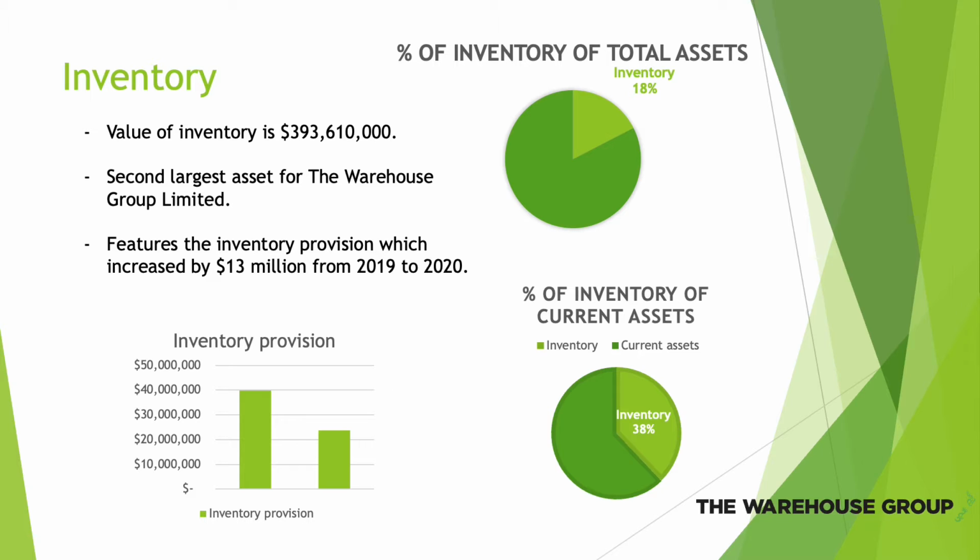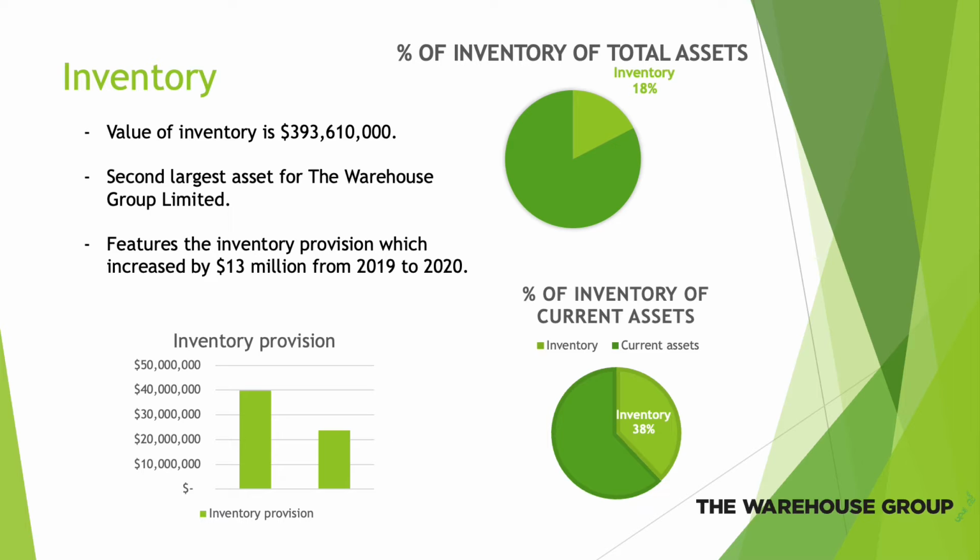Being a retail-based company, inventory is an important item as predominantly most of the Warehouse Group's revenue is made based off selling this inventory through their various brands. Inventory has a significant balance on the financial statements as it represents 18% of the total assets and 38% of the current assets, with a value of $393,610,000.